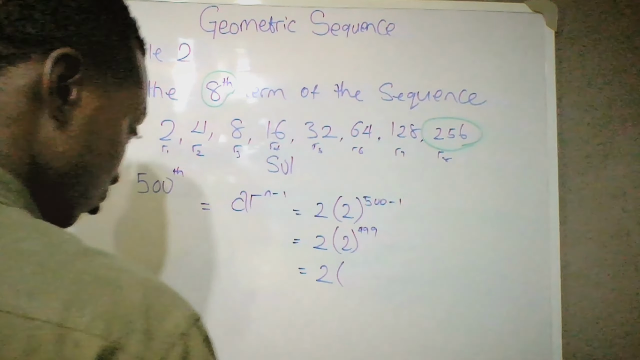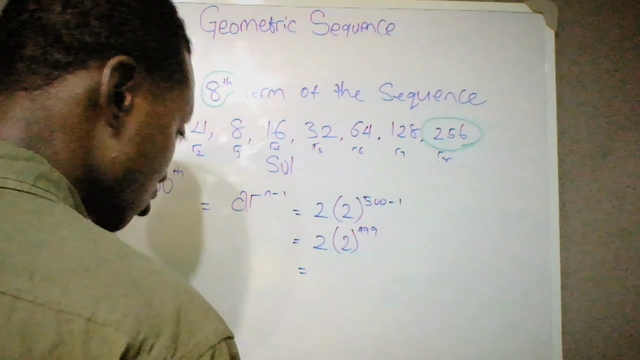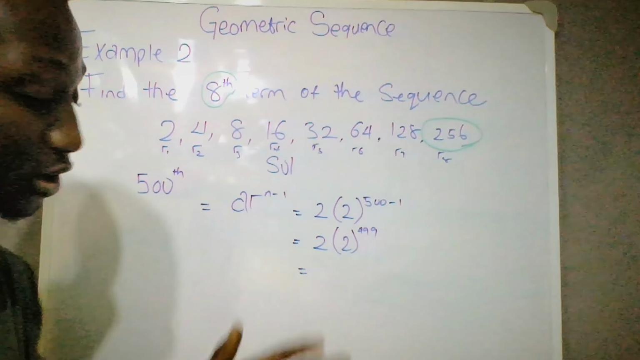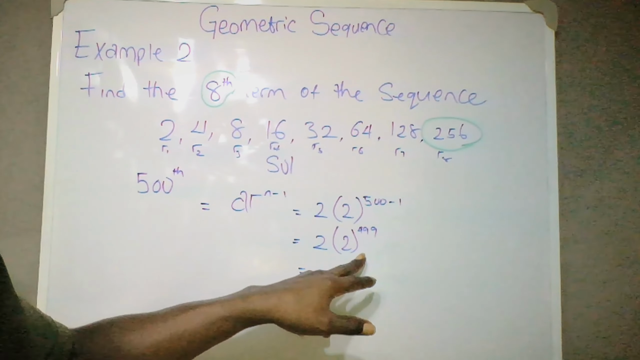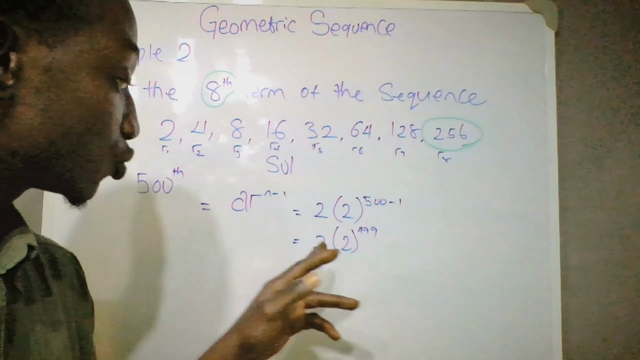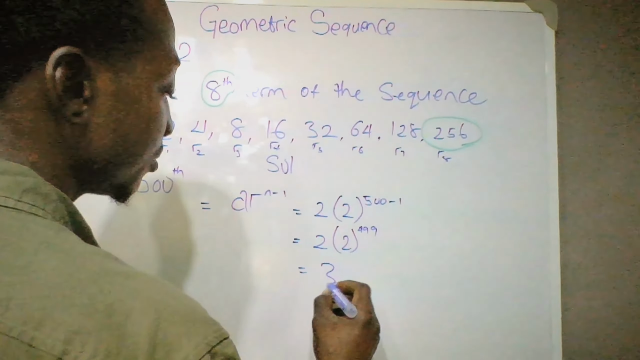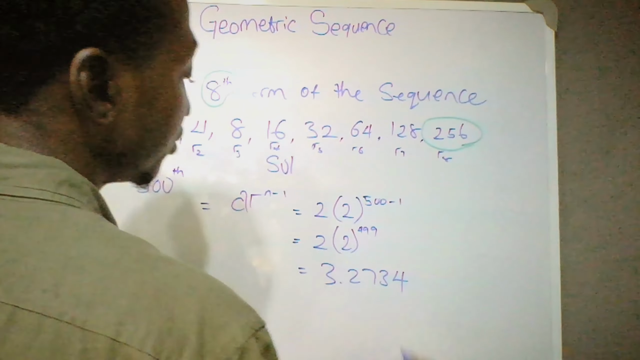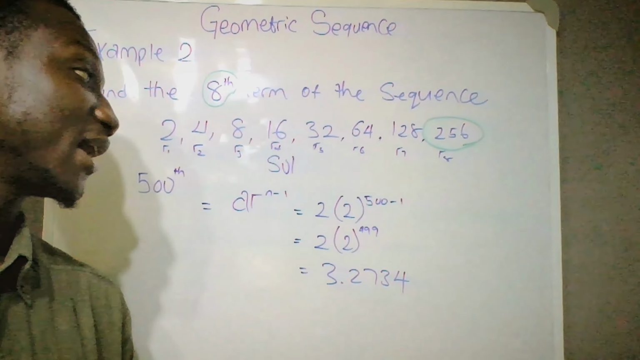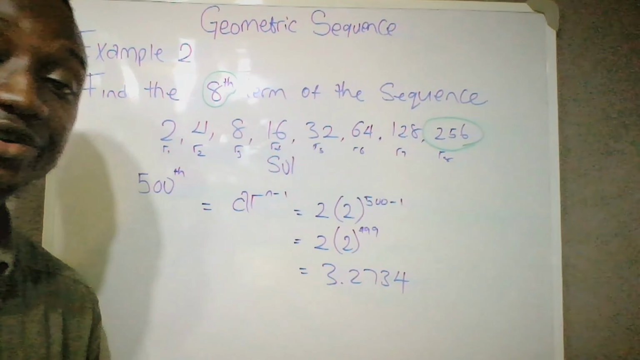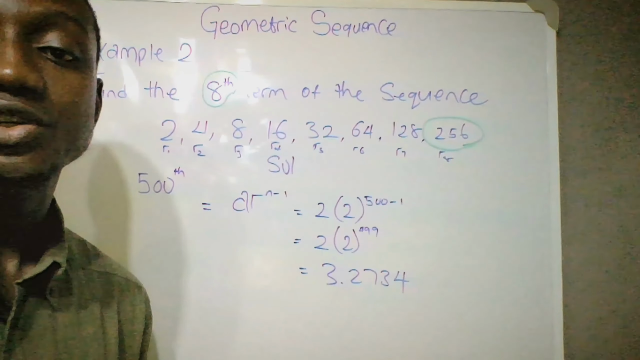I need to use my calculator here. We have to address the one in the bracket first. So I have 3.2734. As you can see, it just keeps increasing exponentially. It starts gradually, but over time it increases exponentially.